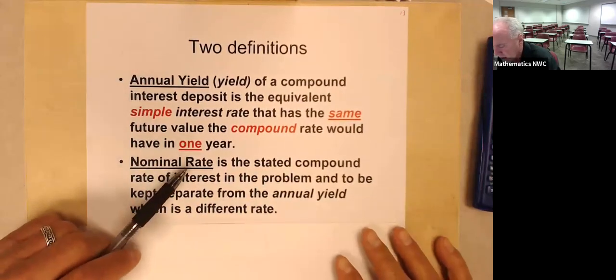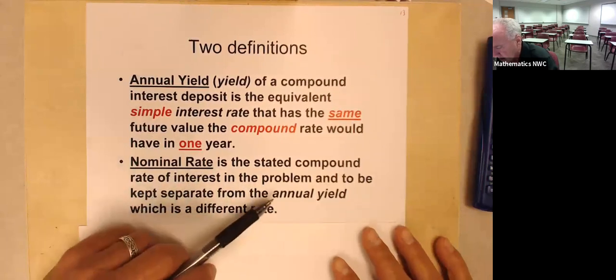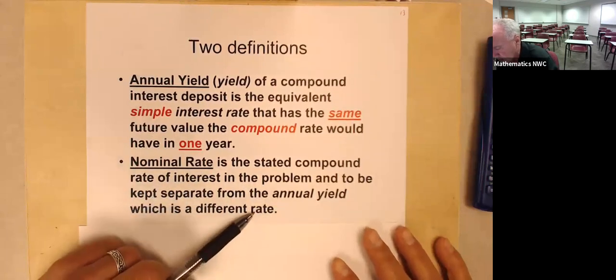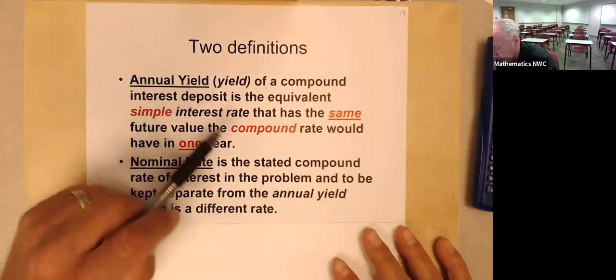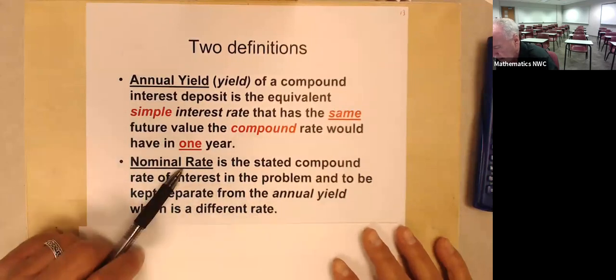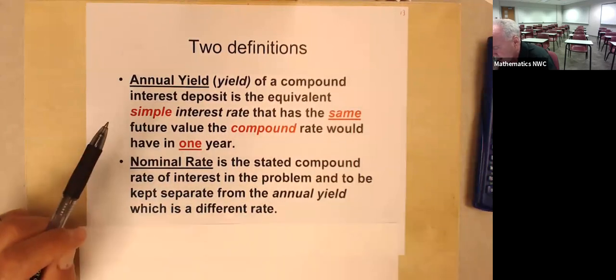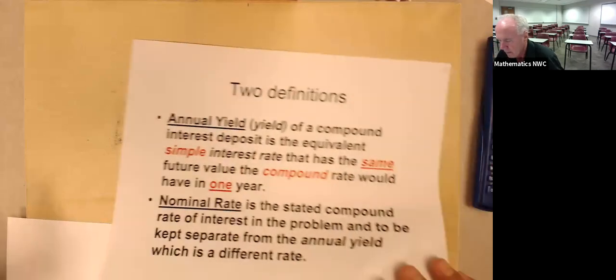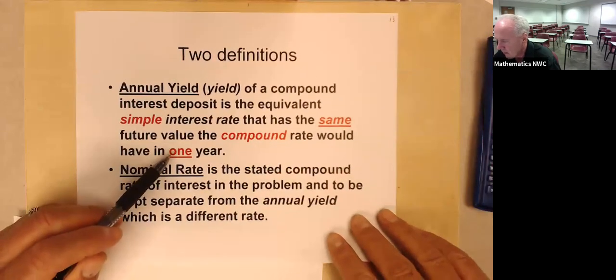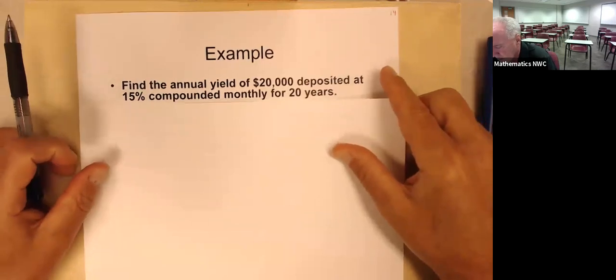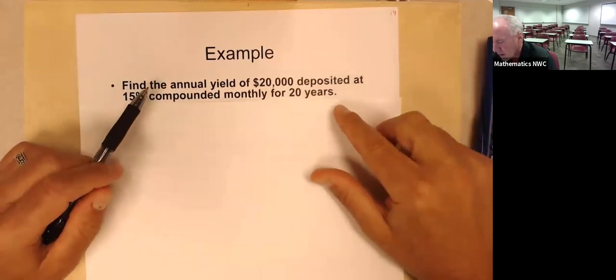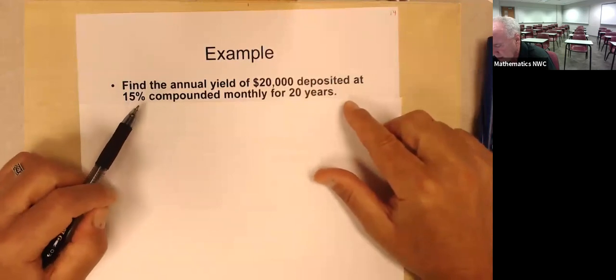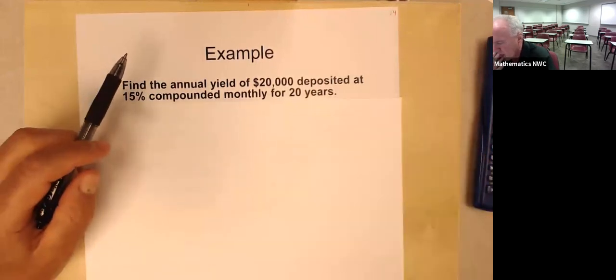The nominal rate, just like it was earlier today, is the annual, the yearly yield. It's different than annual yield. Nominal rate and annual yield are not the same, okay? Remember 1 year. Remember 1 year. Here's why I'm saying that. Here's our example. Find the annual yield of 20,000 deposited at 15% compounded monthly for 20 years.